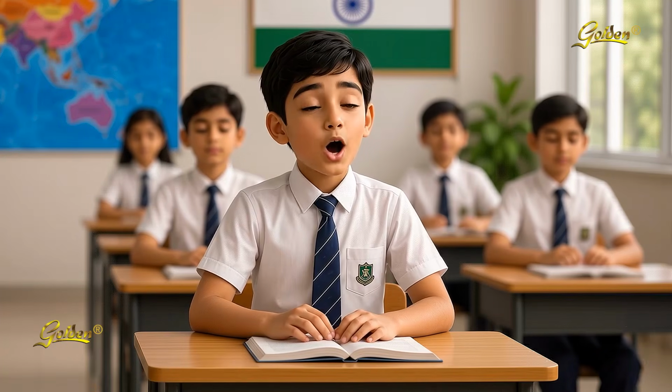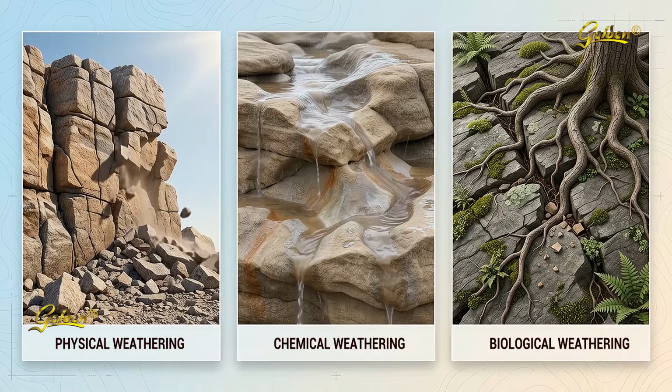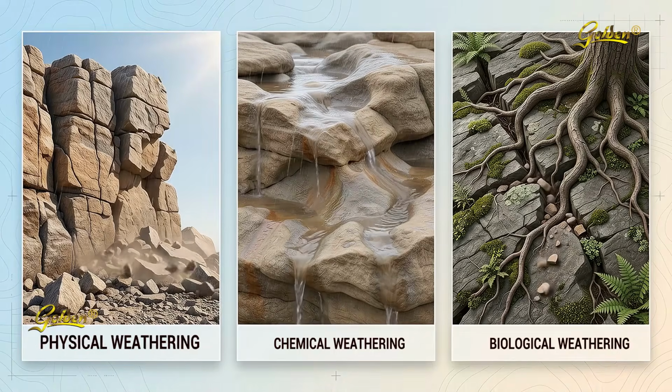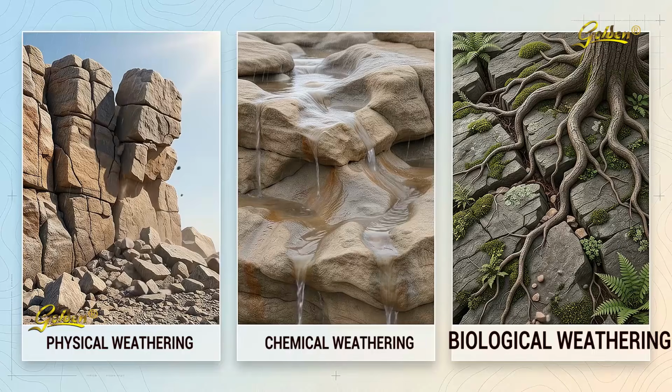But ma'am, how many types of weathering are there? Weathering is of 3 types, namely physical weathering, chemical weathering, and biological weathering.